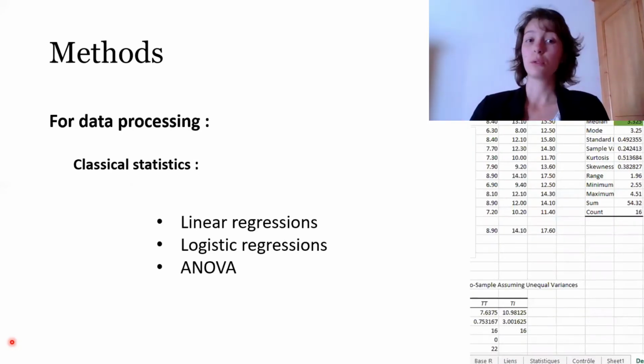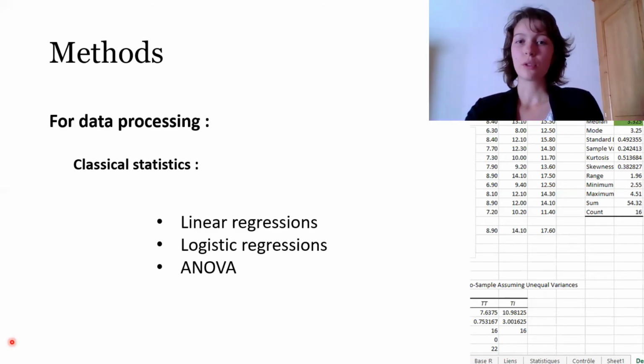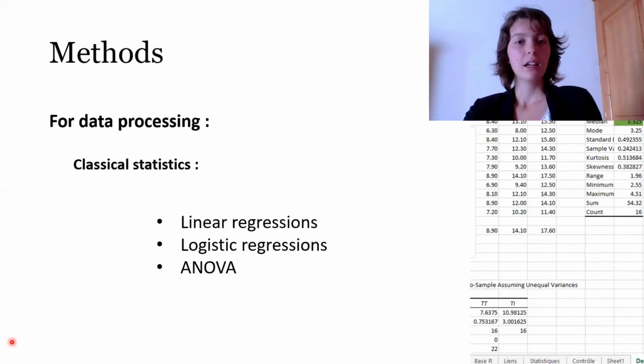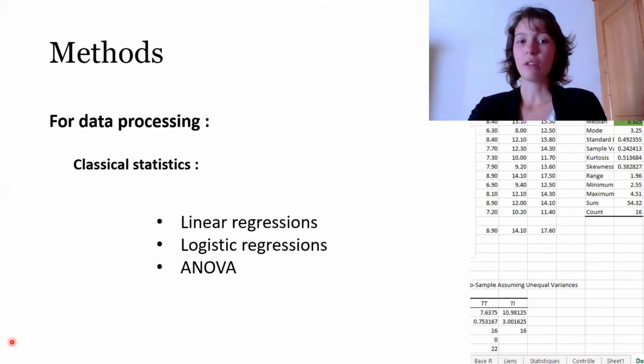The last part of my work consisted in analyzing the gathered data. So to do so, I used actually quite usual statistical methods, as linear regressions and logistic regressions in order to take into account the binary variables I had. So, for instance, presence-absence information of the beetles found were binary variables. And lastly, I also did some analysis of variance. So that was used for further investigation.